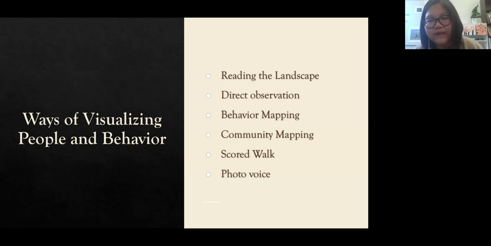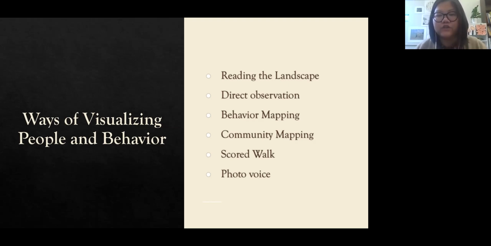The first three methods, reading the landscape, direct observation, and behavior mapping, are where we record whatever we see on the site. The last three methods, community mapping, storywork, and Photovoice, are where we encourage the community members to visualize something for us.